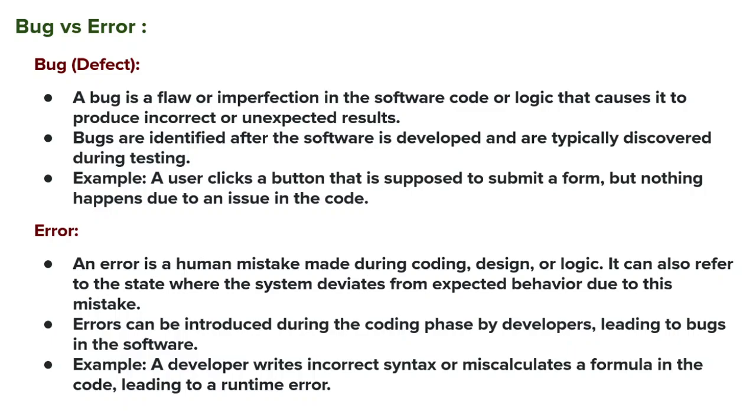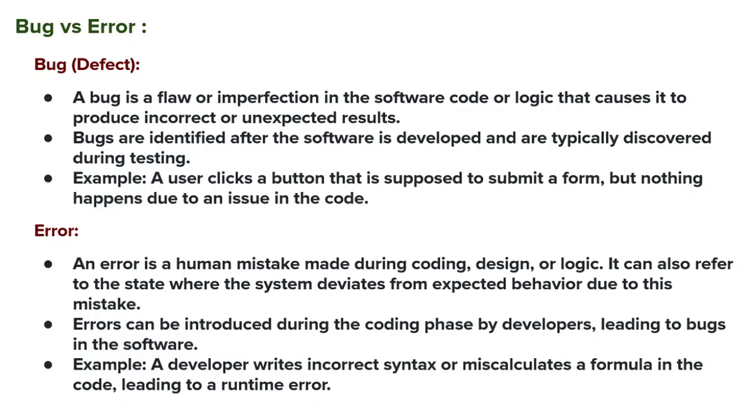Error is a human mistake made during coding, design or logic. Whenever a developer writes the code, let's say he makes some spelling mistake, and because of that mistake in the code, some issue might occur. So error is a human mistake which is made during coding, design or logic. It can also refer to the state where the system deviates from the expected behavior due to this mistake. Such a human mistake in the code can cause the bug.